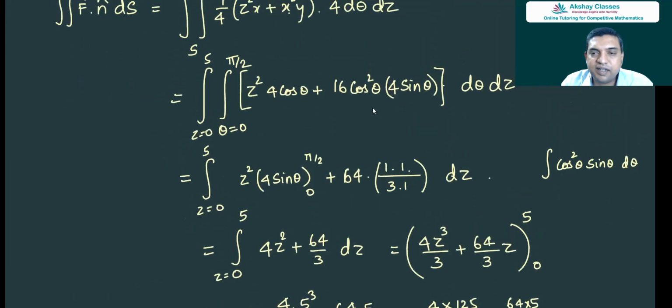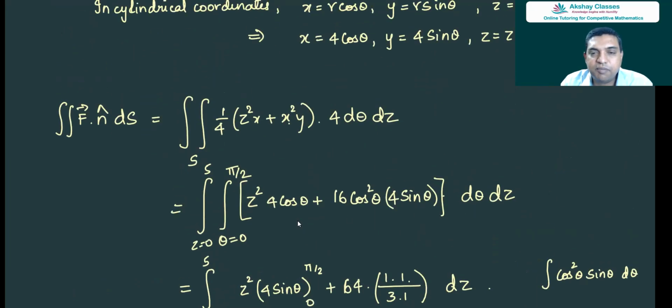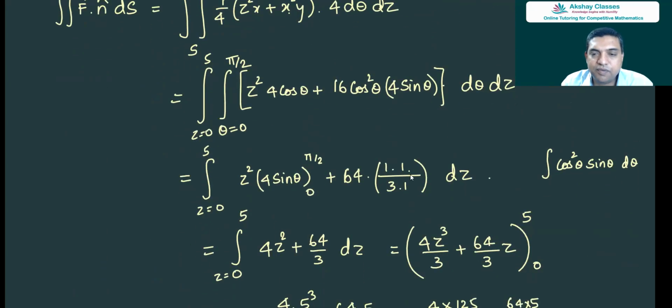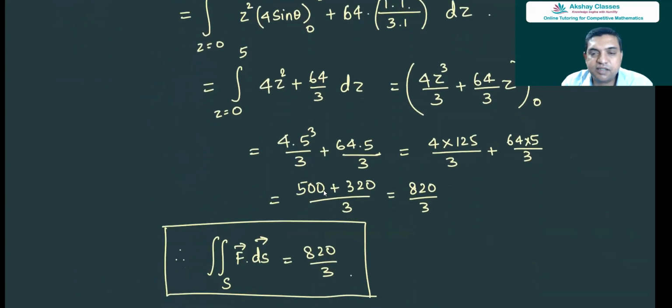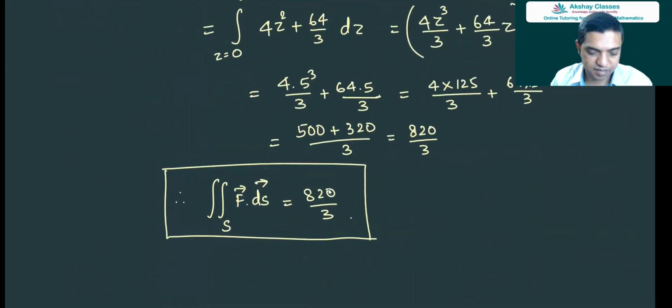So theta and z, we apply, and then we solve. First, we integrate with respect to theta, keeping z constant. Then we integrate with respect to z. And this is how we get it. So there's this surface integral.